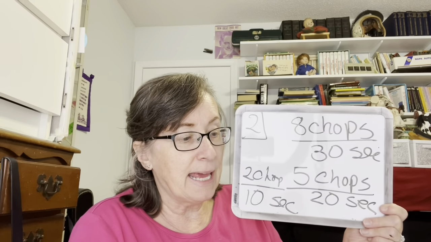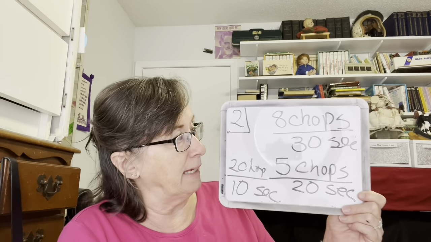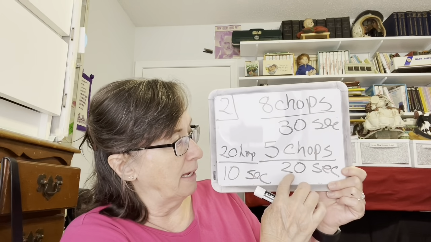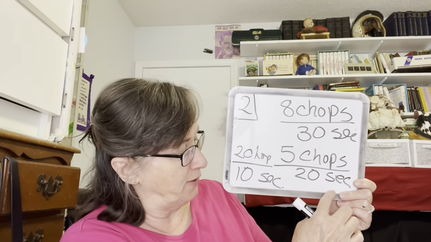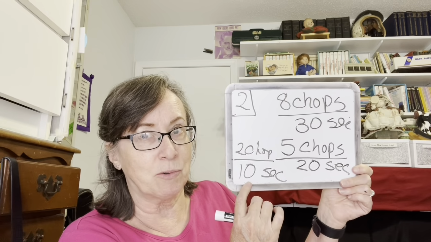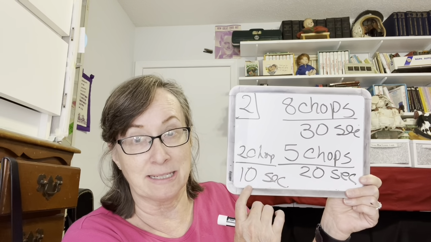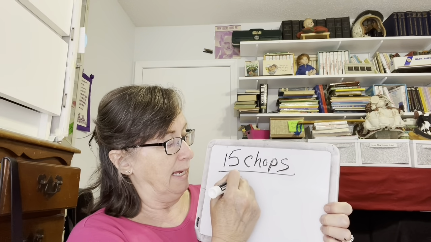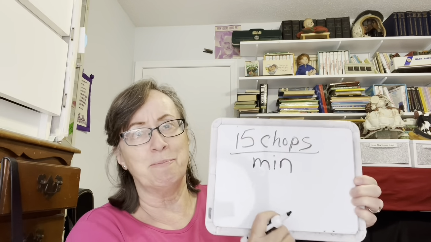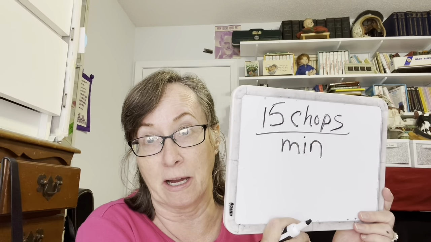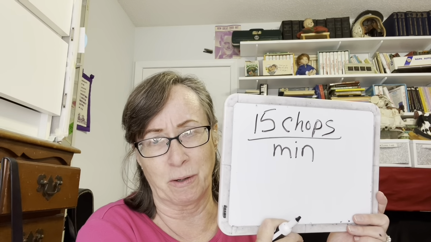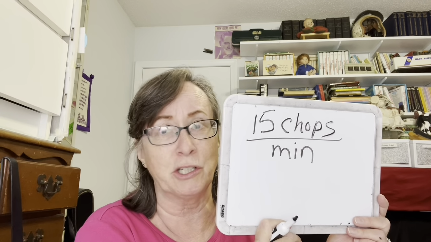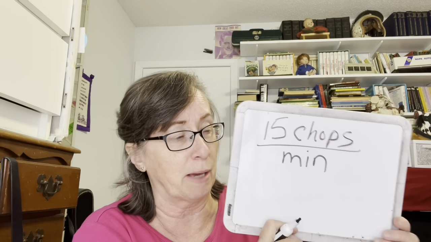it says, how long did it take him? 30 seconds plus 20 seconds is 50 seconds, plus 10 more seconds is a minute. So he did 15 chops in a minute. Now, maybe he's in some sort of chopping contest, because not very normally would you count how long it took you to do 8 chops, 5 chops, and 2 chops.